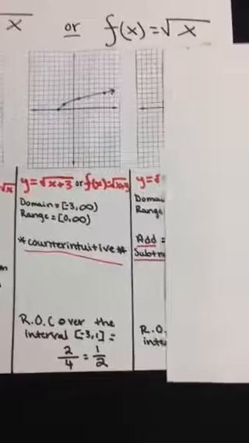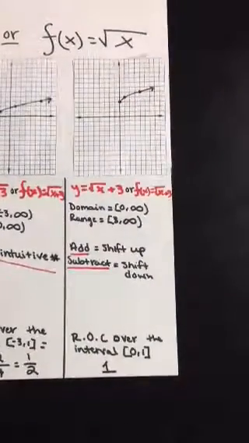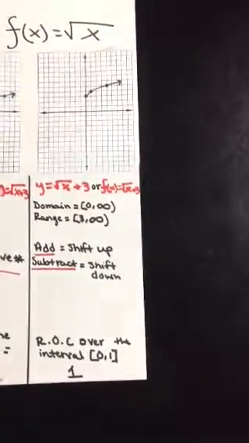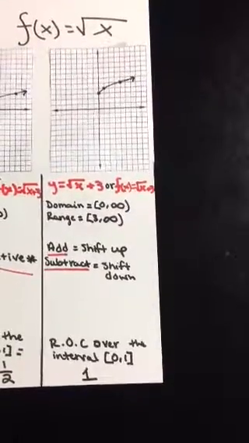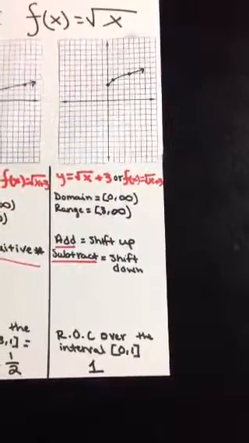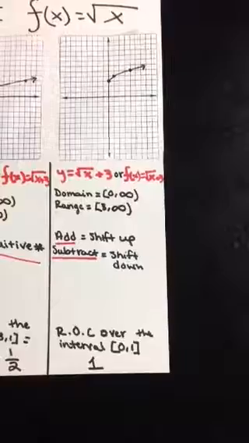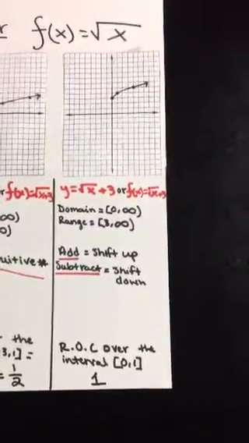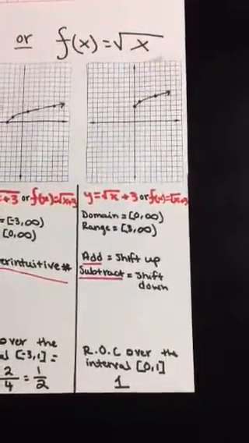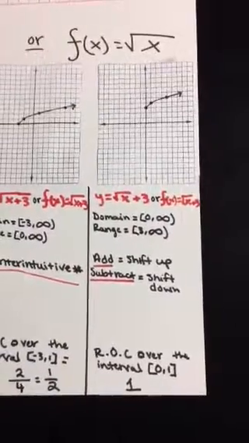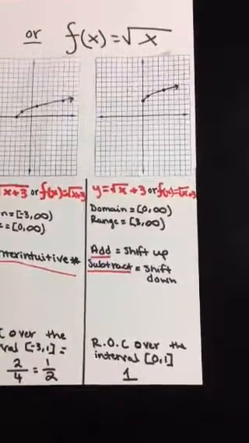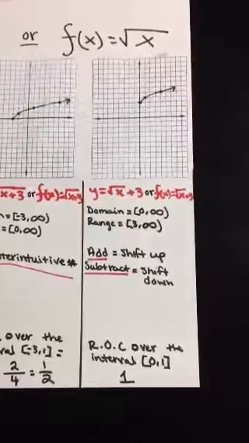Now let's try adding a constant outside of the radical. Using the equation y equals the square root of x plus 3, when you graph this, the parent function will be shifted up on the y-axis 3 units. If you were to subtract 3 outside of the radical, the parent function would shift 3 units down.